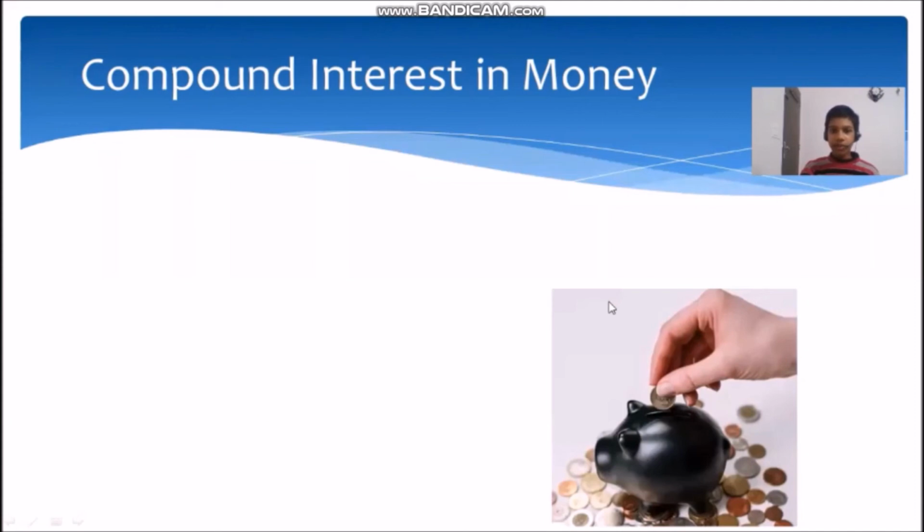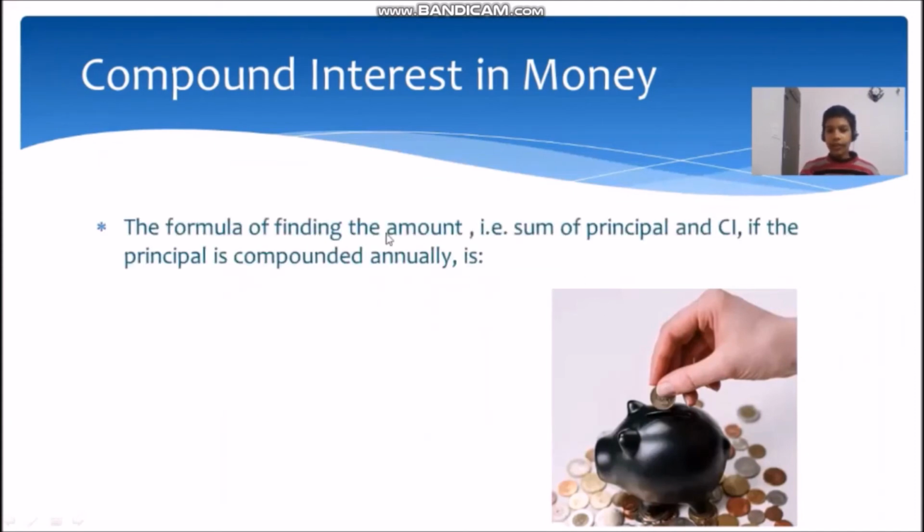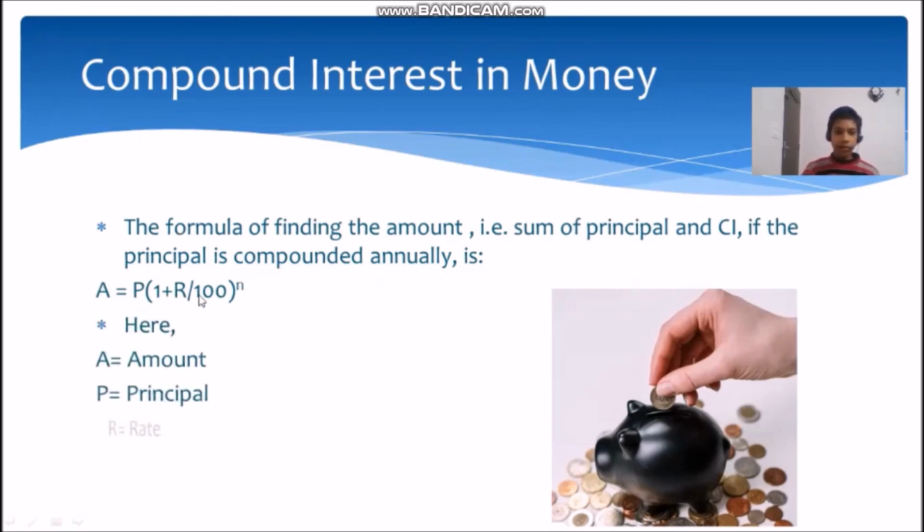Now I am going to explain you compound interest in money. The formula of finding amount, that is the sum of principal and compound interest, if the principal is compounded annually, is A is equal to P times (1 plus R upon 100) raised to the power n. Here A refers to the amount, P refers to the principal, R refers to the rate, and n refers to the number of years, that is time. Thank you.